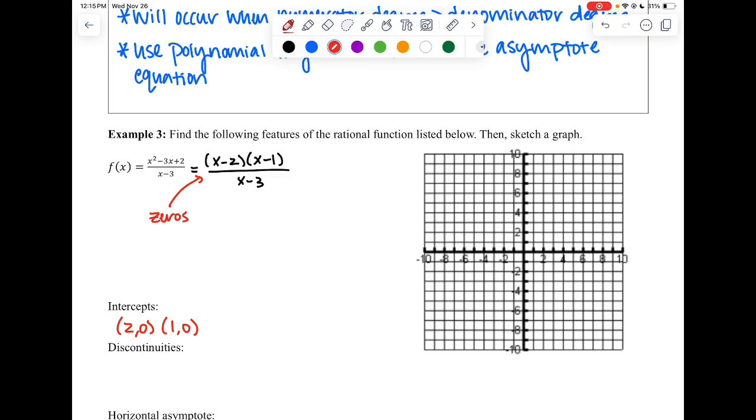And then we do need to see if we can find our y-intercept. We know that we're going to find our y-intercept by plugging in 0 for x and solving for y. So f of 0 is going to be (0 minus 2) times (0 minus 1) over (0 minus 3). Looks like that's going to be negative 2 times negative 1 is 2, over negative 3. So it looks like our y-intercept is negative 2/3.